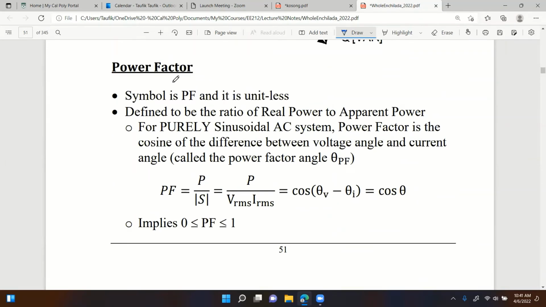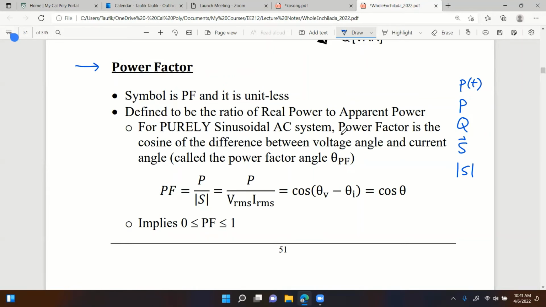Power factor, right? So we've learned 5 different types of power: AC power, instantaneous power, average power, reactive power, complex power, and apparent power, right? And unfortunately, this is not the end of AC power. You still have one more important quantity of AC power. That's called power factor, right? This is very commonly used in AC systems.